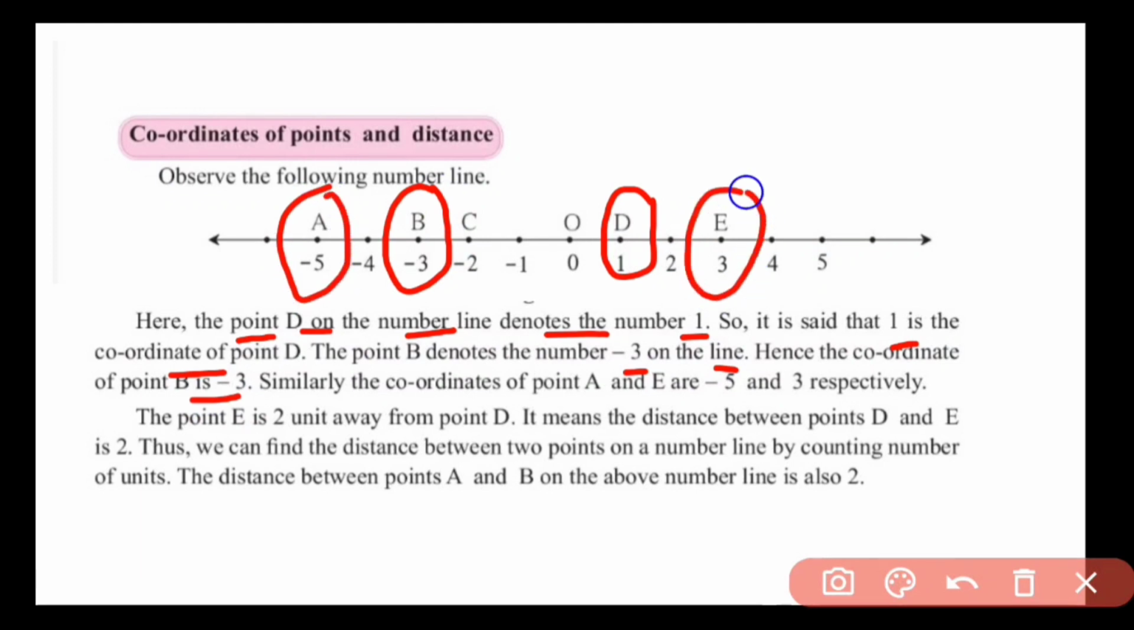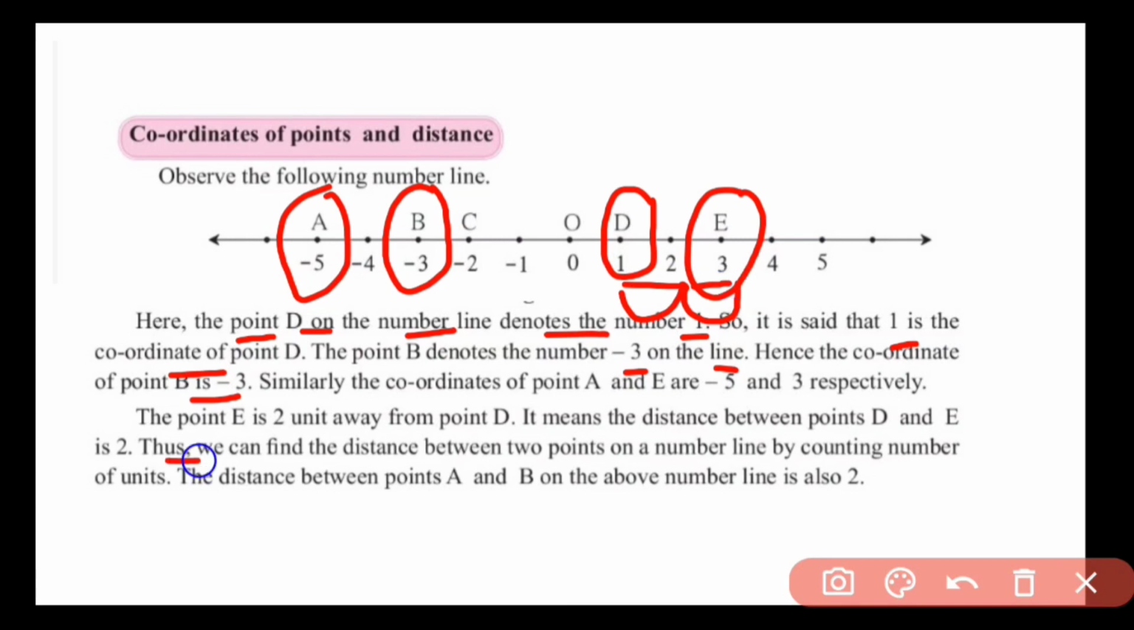So the point E is 2 units away from point D. If you check the distance between D and E, we can see that they are 2 units apart from each other. So D to this point is 1 unit distance, and from this point to E is 1 more unit distance. That means from 1 to 2 is 1 unit distance, and from 2 to 3 is 1 unit distance. So in this way the distance between D and E is 2 units.